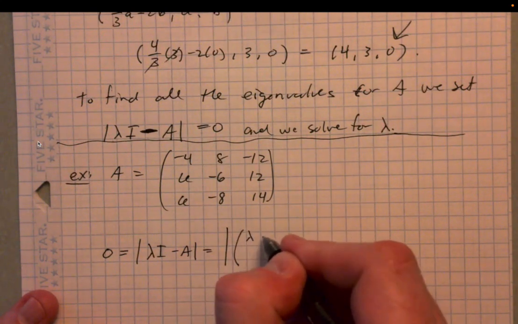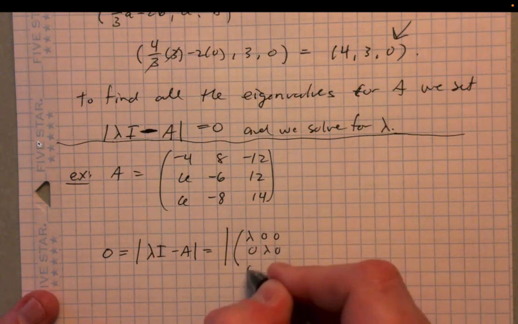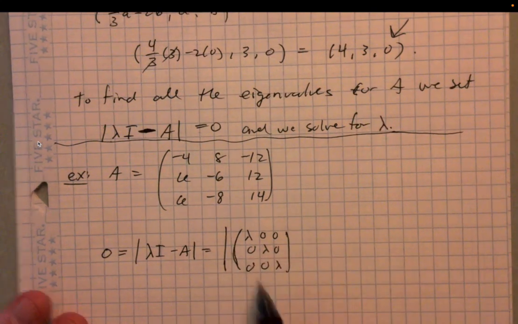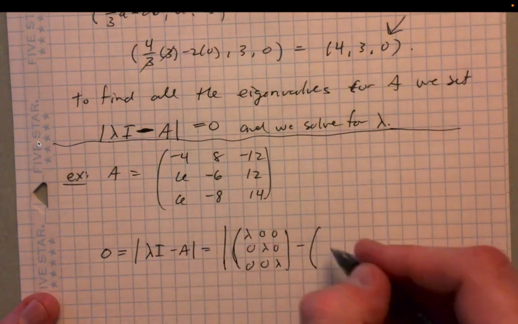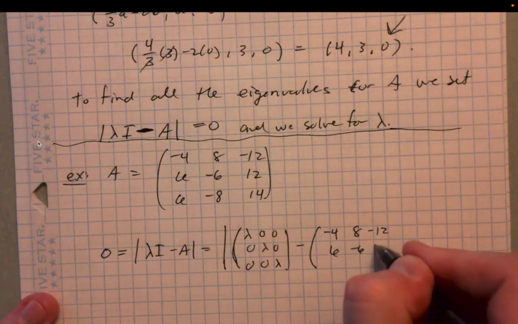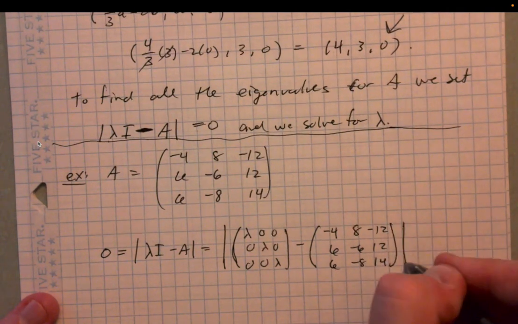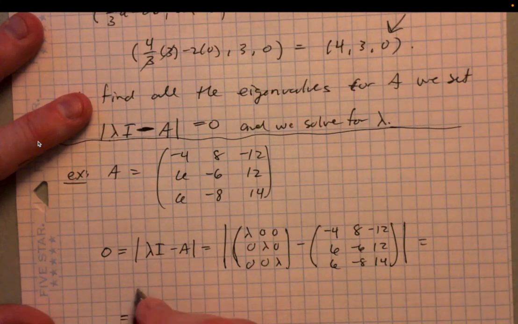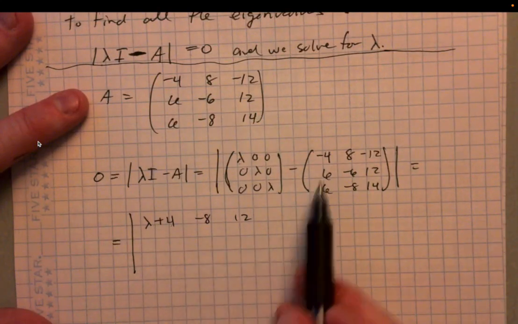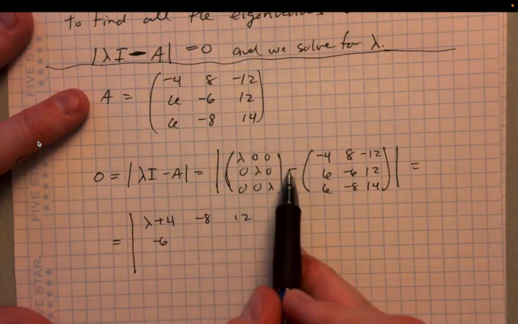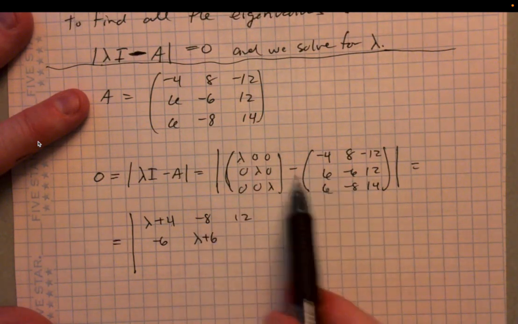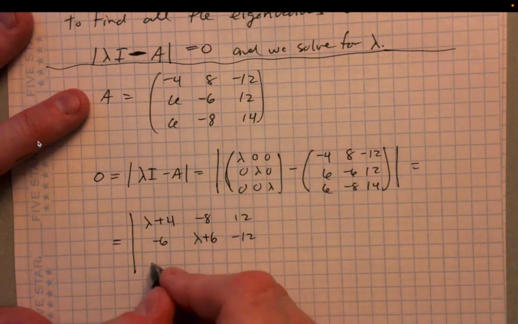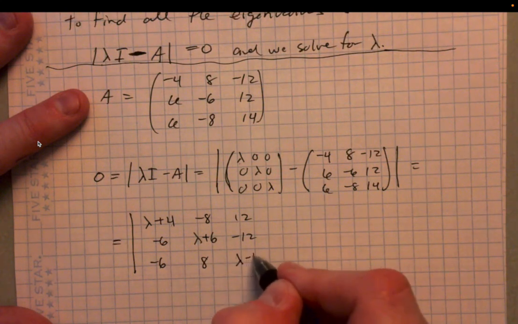Well, you've got the lambda matrix. Lambda times I is [lambda, 0, 0; 0, lambda, 0; 0, 0, lambda]. That's the identity matrix times the scalar lambda, minus A, which is this guy, [-4, 8, -12; 6, -6, 12; 6, -8, 14]. Okay, and so when you do this, what do you get? You get lambda plus 4, 0 minus 8, and 0 plus 12. So you see you end up with this lambda plus 4 here. Then you go 0 minus 6, so negative 6, and then lambda minus negative 6, so that means lambda plus 6. And then 0 minus 12, so negative 12 there, and then negative 6, 8, and then down here you get lambda minus 14.